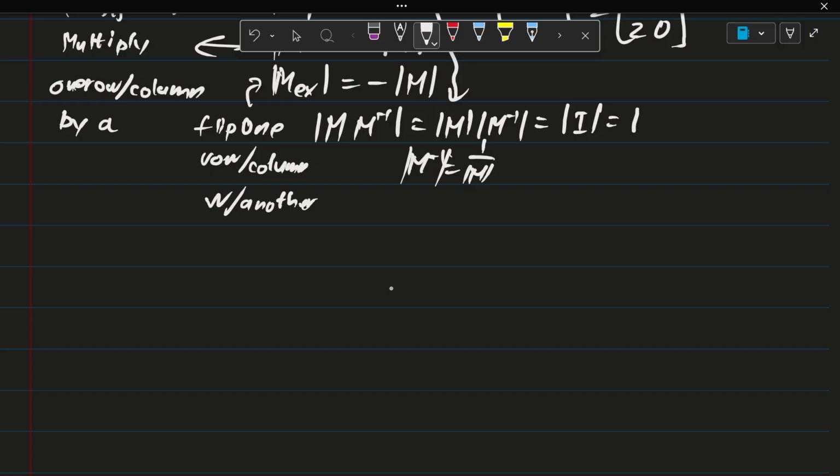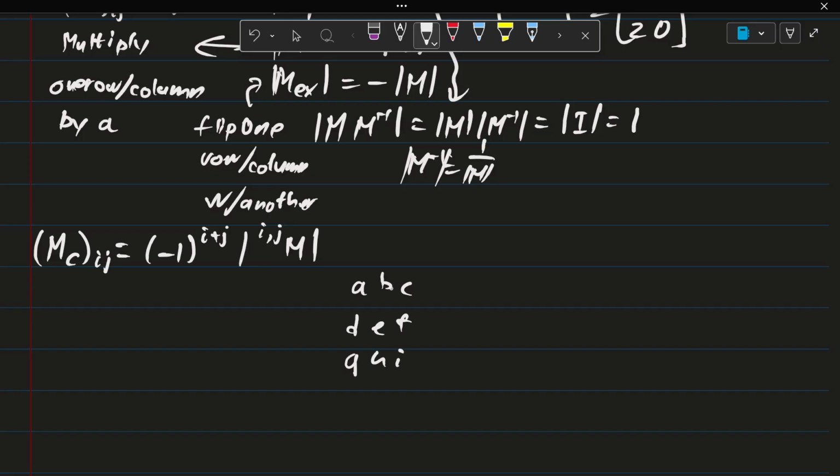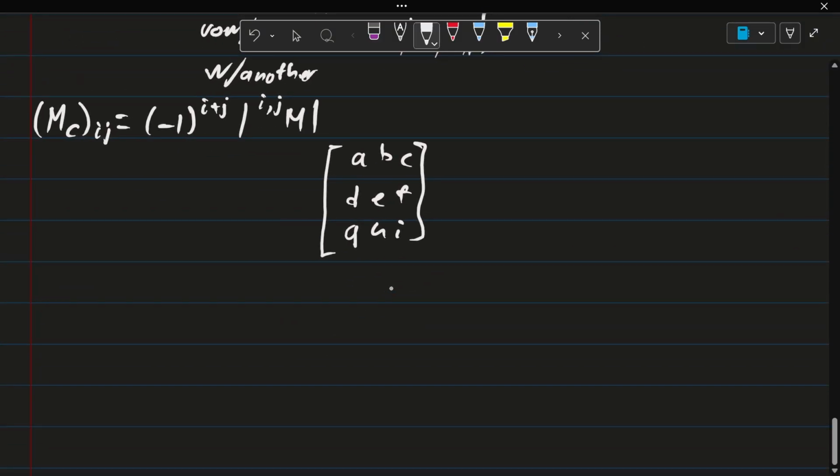So the way that we'll define that is by first defining a cofactor. The cofactor of the matrix M will have entries ij to be (-1)^(i+j) times the determinant of M_ij, the matrix M with row i and column j removed. And so what does this mean? Let's just do an example. Let's do A, B, C, D, E, F, G, H, I. We'll just take this 3 by 3 matrix and do the cofactor.